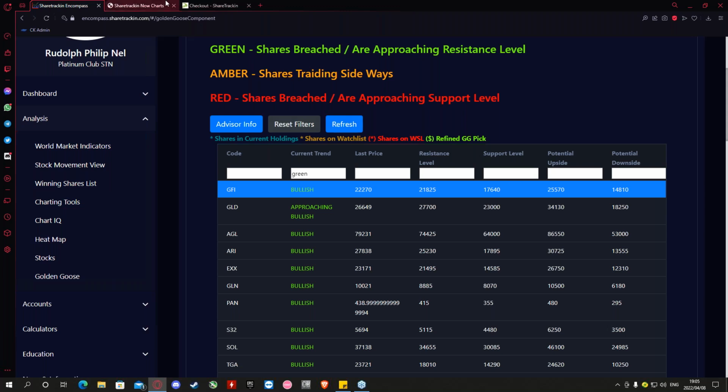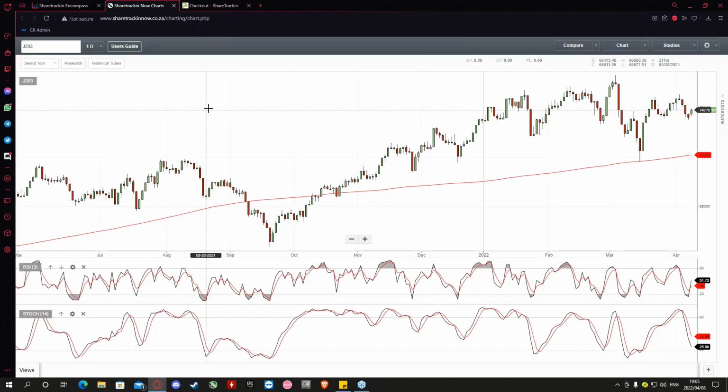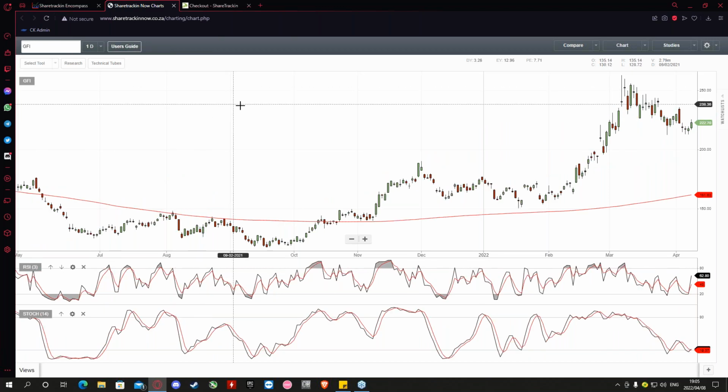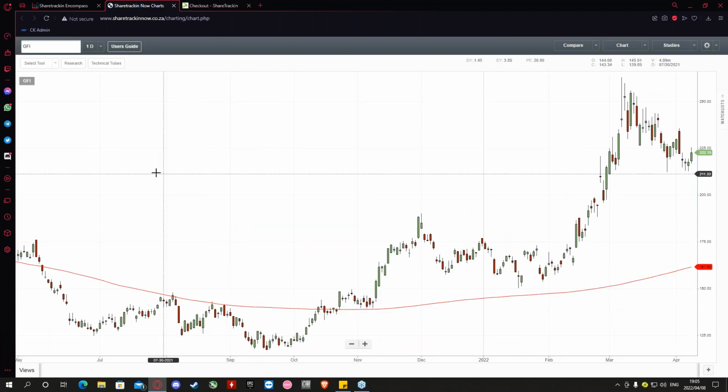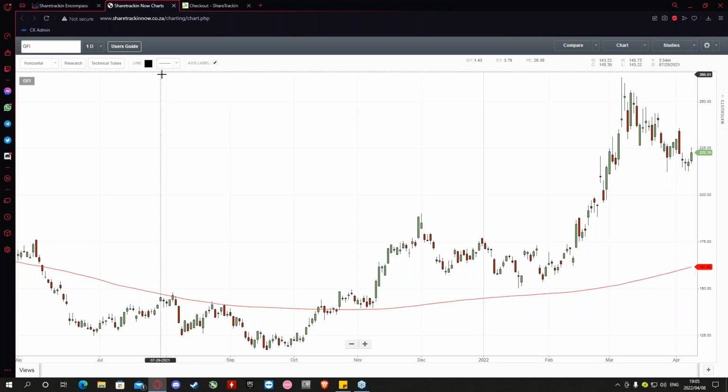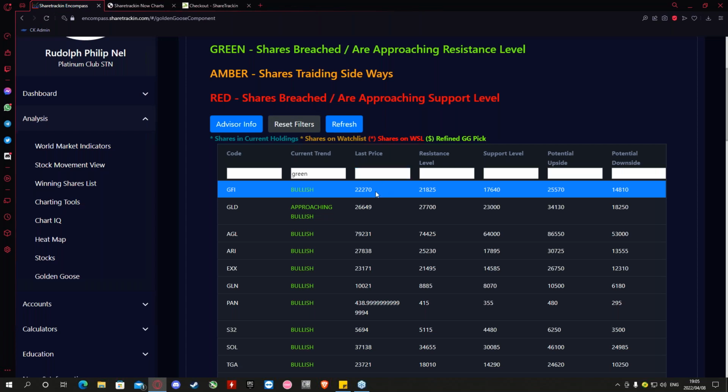Now we'll quickly go and look at it on the chart. If I go to ChartIQ and type in the code GFI and press enter, it will give us the chart. I'm just going to remove the RSI and the stochastic for now, because we're going to work with the support and resistance levels. Then we're going to select our horizontal line. You can choose any color you'd like, but for now we're going to work with a black line. I'm going to make it a little bit thicker, and then I can pull in the line. The last price is the price that it's currently sitting on, and the resistance level is on 218 Rand and 25 cents.